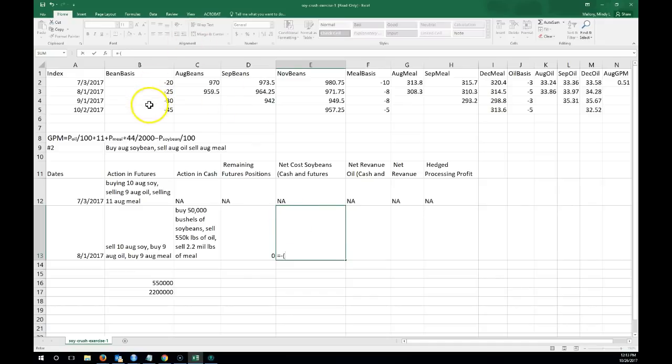I'm going to come over here, and my spot soybean price is going to be the August price minus the basis. That's my cash price. So this plus this. And here we're not going to leave it per bushel. I want to calculate the total cost, so I'm going to divide by 100 to get it into dollars, and then multiply by 50,000, because I'm doing that for 50,000 bushels. So just on that part, we've got about minus 467,000.